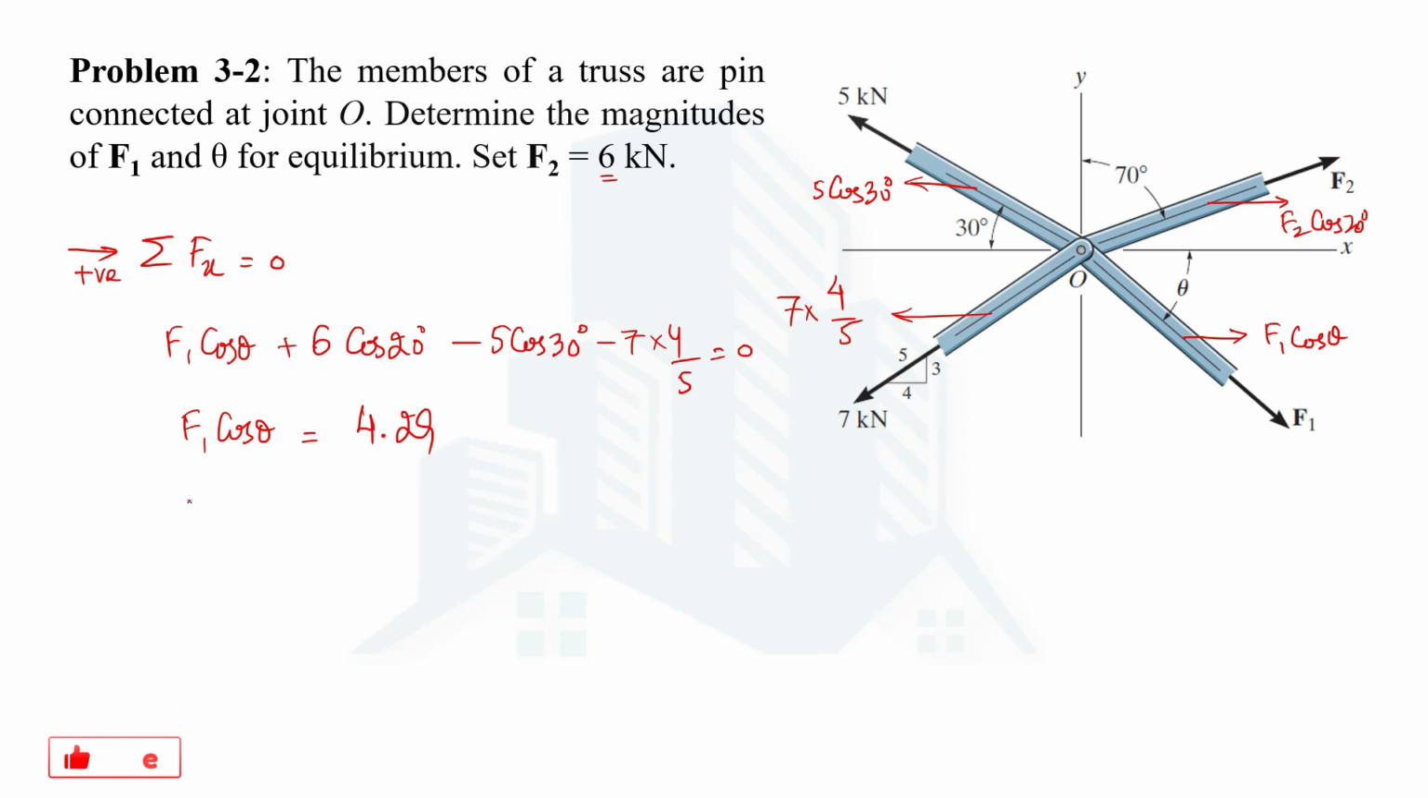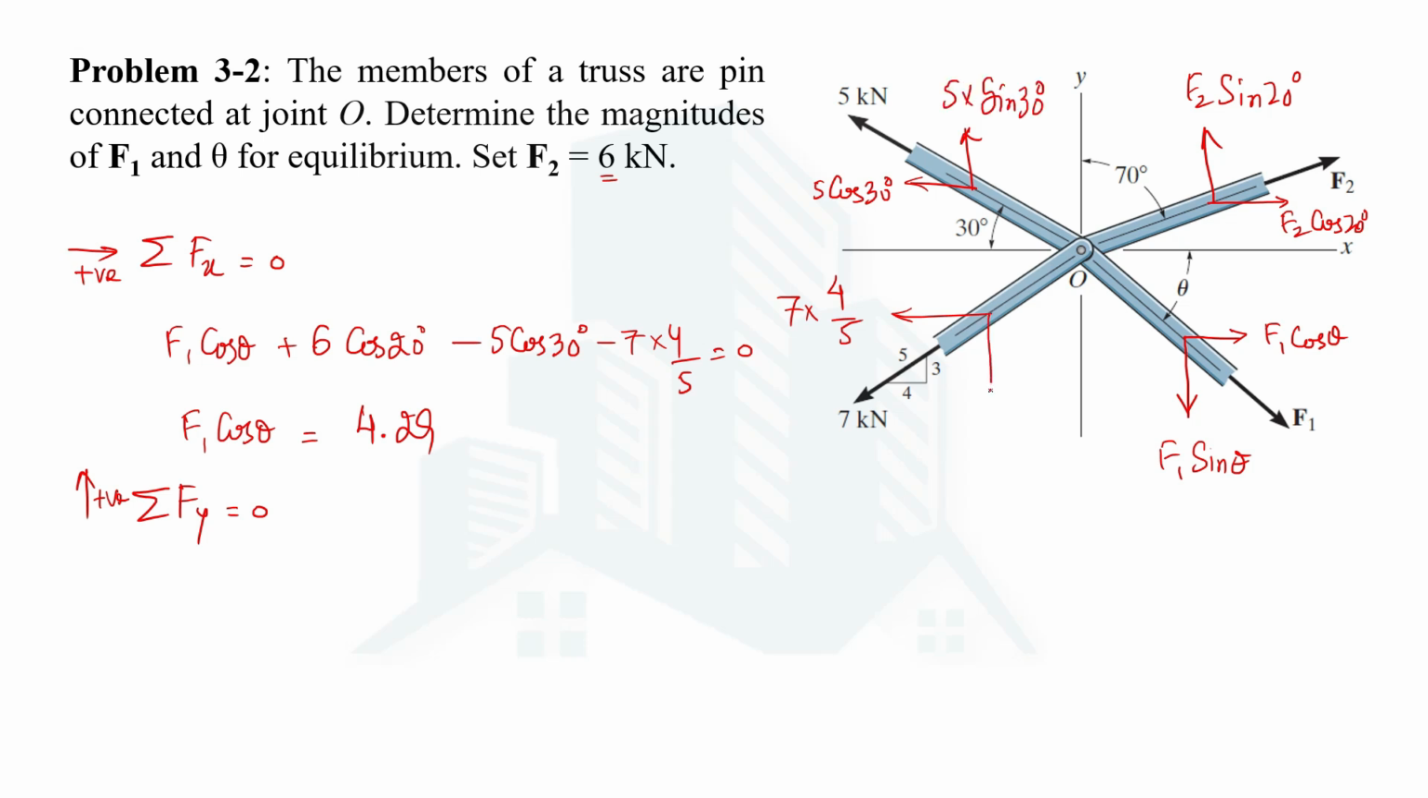So let's shift towards the second condition of equilibrium, which is summation of all forces acting in y direction equal to 0, considering all the upward forces as positive. F2 will have upward force of F2 sine 20 degrees. F1 will have downward y component, F1 sine theta. 5 kilonewton would have upward y component, and 7 kilonewton will have downward y component, having the magnitude of 7 by perpendicular over hypotenuse, because in this case we are using sine, so 3 over 5.